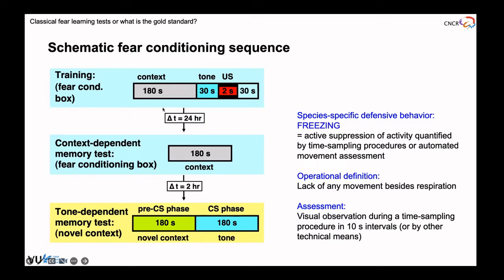And this is, of course, the issue: we have an operational definition of freezing, which is the lack of movement besides respiration, that by all automated systems is often not validated. We don't know what they are actually measuring.